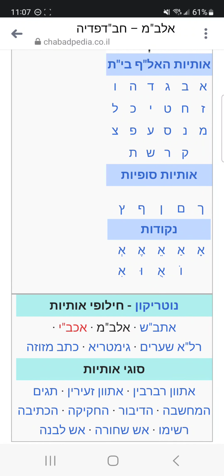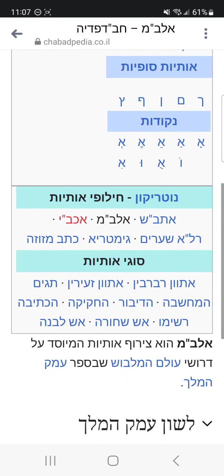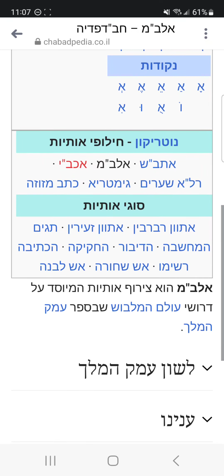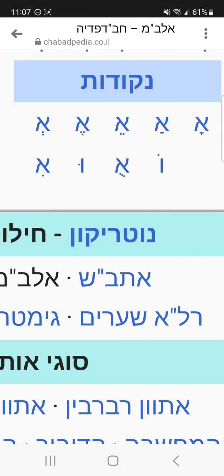Next, in the top right corner, you just have all the alphabet from right to left, okay? All the Hebrew alphabet. Now you have the 5 letters that have a final form. Now you have the nikudot, the vowel points. I can zoom in on that for you guys here. You see that? 1, 2, 3, 4, 5, 6, 7, 8, 9, 10.